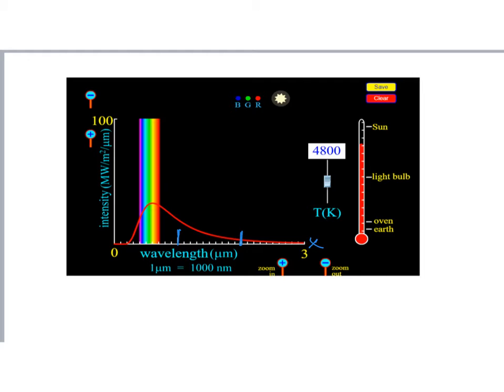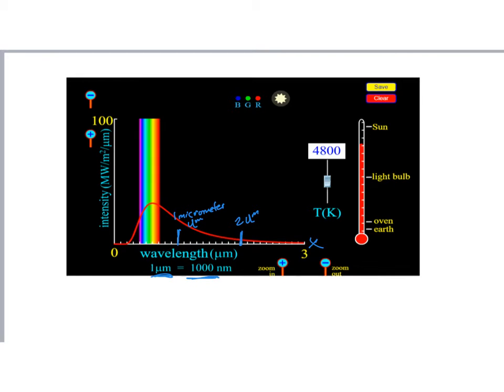So this would be 1 micrometer, and that's a mu, M. This would be 2 mu M. I just made those backwards, but anyway, that's 1 micrometer. And we know down here, 1 micrometer is equal to 1,000 nanometers.